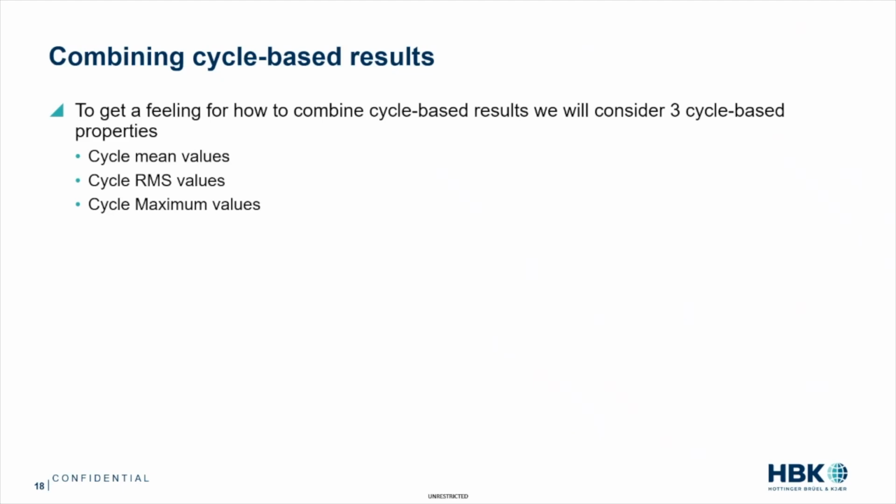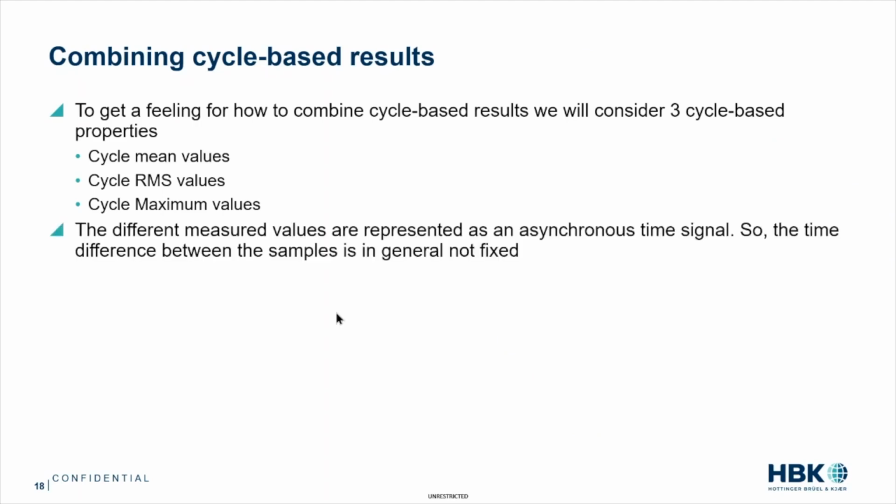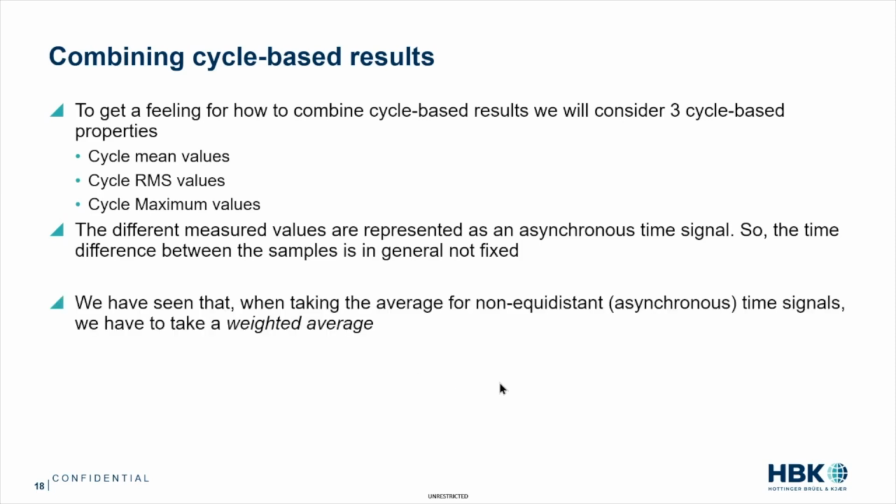You should keep in mind that all the cycle times may be different for all the values that you get. So the different measured values are represented as an asynchronous or non-equidistant time signal. So the time difference between the samples, so the RMS values and the maximum values, is in general not fixed. So that is the situation that we're looking at.